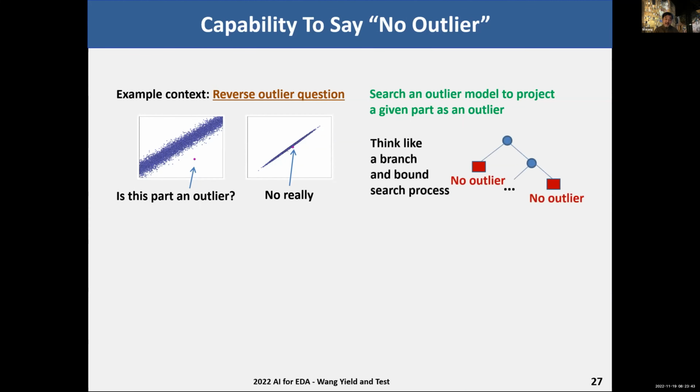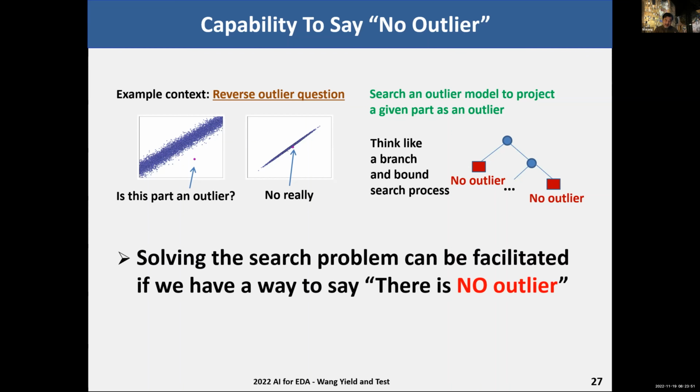So we can think about the problem as a search, like the branch and bound process. And in the search process, we need an efficient way to determine there's no outlier in every branch, so that if overall there's no outlier, we can determine there's no outlier for the entire data set in our search, and therefore we could resort to other means such as creating new tests.